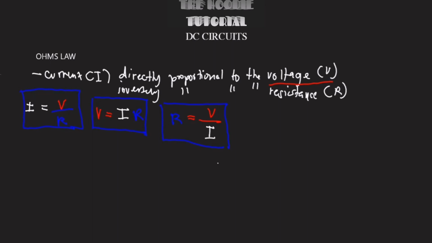So in terms of units, I is in terms of ampere, that is the capital letter A, and then voltage, that is V, is obviously in volt, that is capital letter V, and then of course the resistance is in terms of ohm, that is the Greek letter omega. So that's it for Ohm's law. Let's go to example number 1.